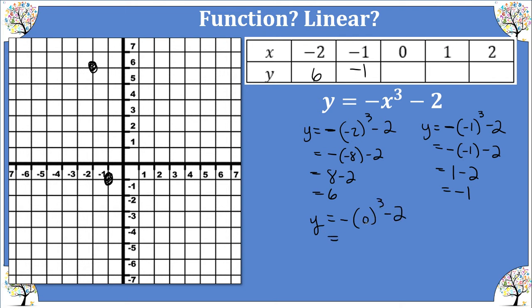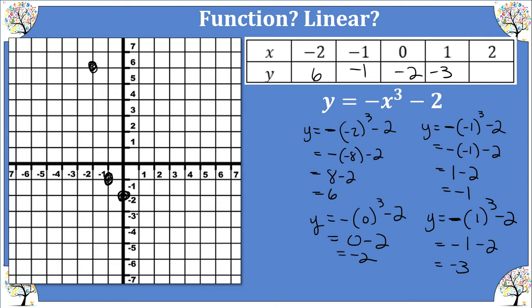So 0 times 0 times 0 is 0, times this negative is 0. So we end up with -2. So 0, -2. And then we're going to plug in, so we have negative from the equation, I should say. This is going to be +1 times this negative. That gives us -3.